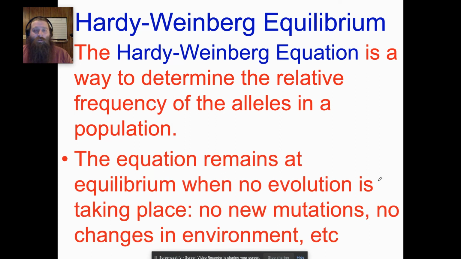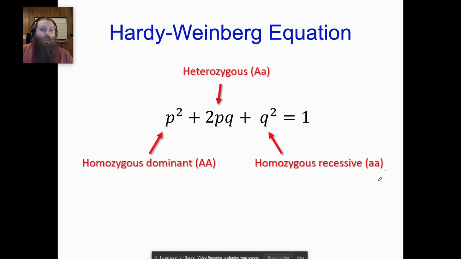And when the equation remains at equilibrium, there's no evolution. If there's no mutation, no changes in the environment, all that good stuff, right? That would give us an equilibrium answer there. So here's the Hardy-Weinberg equation. It's not overly complicated. It compares the amount of homozygous dominant genes to heterozygous genes to homozygous recessive genes, and it sets that equal to 1.